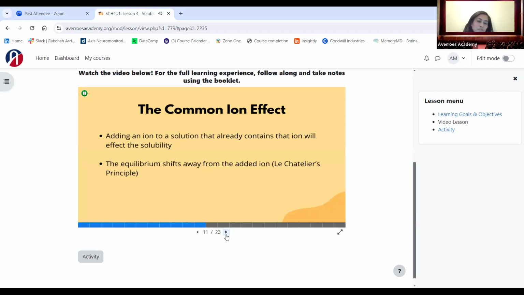So this common ion effect is a reduction in the solubility of a salt caused by the presence of another salt having a common ion. So we're lowering the solubility of an ionic compound by adding another common ion.